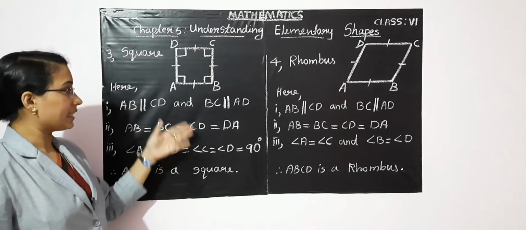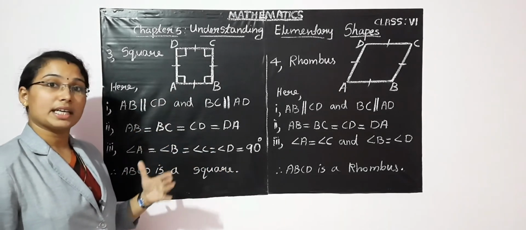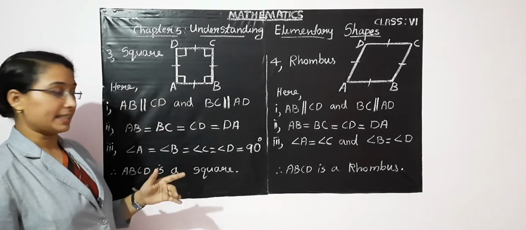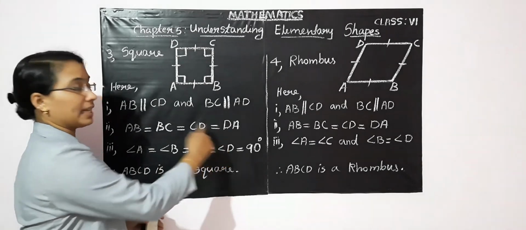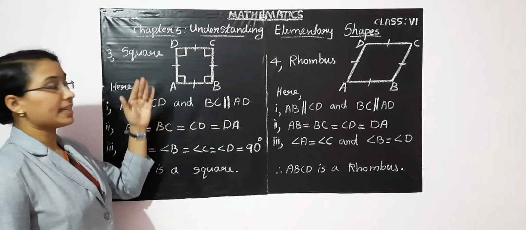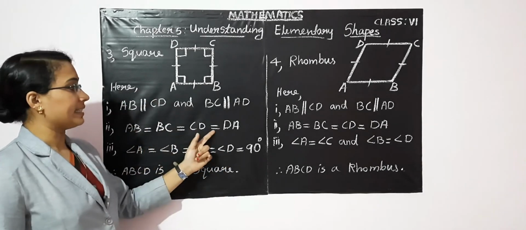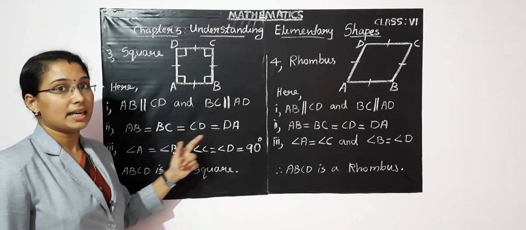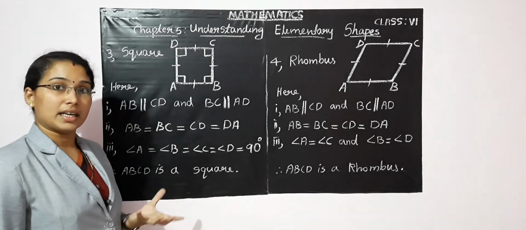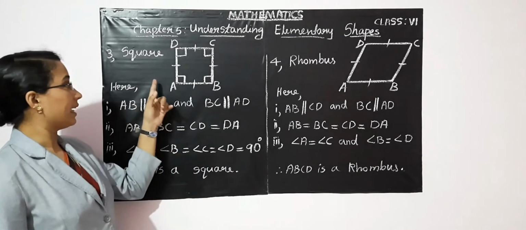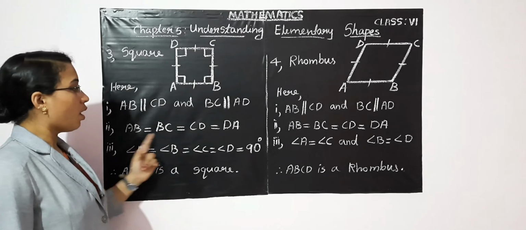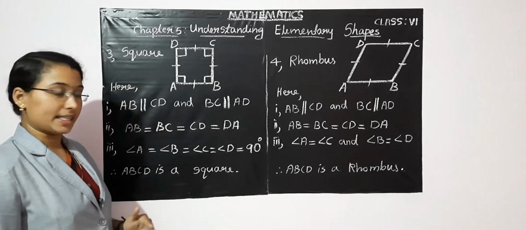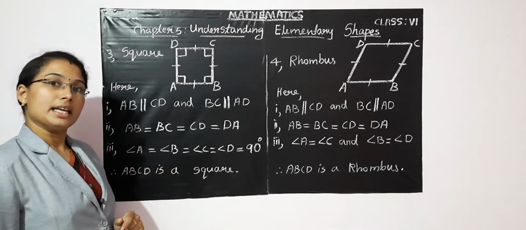So we can say this square is satisfying all the conditions of a rectangle. So a square is a rectangle with all sides equal. A square is a rectangle in which all sides are equal. Here there is only one extra condition, that is all sides are equal, but in a rectangle only opposite sides are equal. So we can say a square is a rectangle in which all sides are equal.